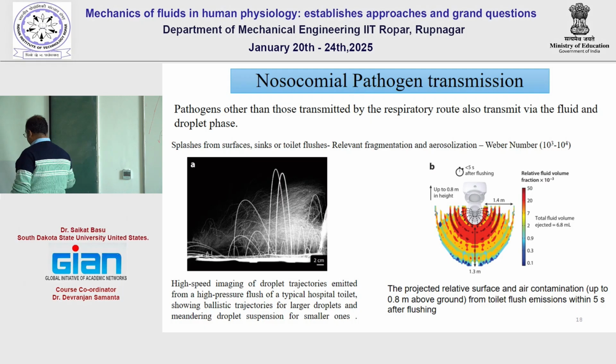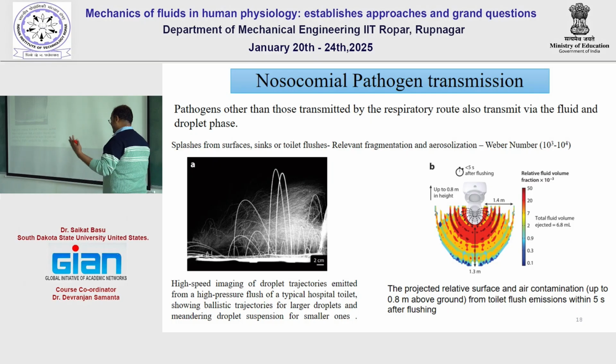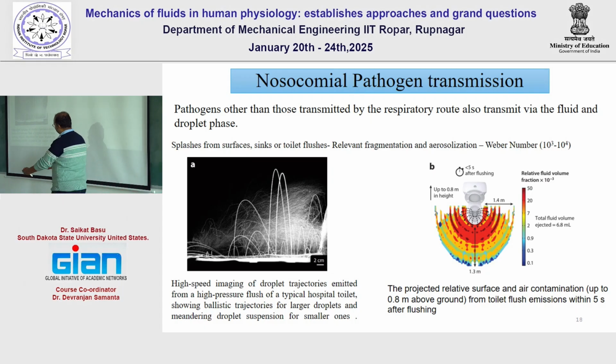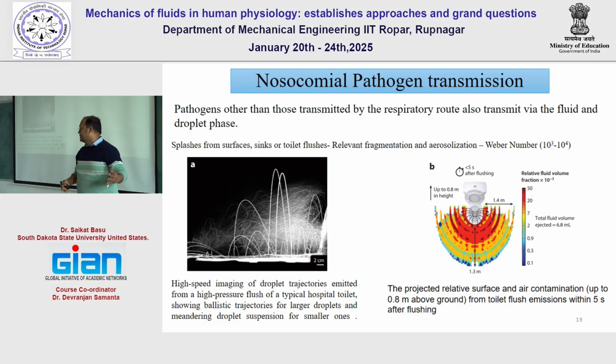So this figure we showed earlier is high speed imaging of droplet trajectories emitted from a high pressure flush of a typical hospital toilet. Essentially, someone made the hypothesis. I think the writer herself and a student made some sort of setup and then did the experiment, and they studied how the reflected droplet trajectories look if we release high speed water in a toilet flush like setup. They said that from the droplet trajectories, this can rise quite high, and this sort of liquid jet has a high tendency to break up into much smaller micron level droplets.